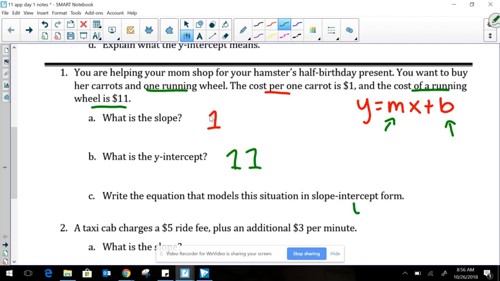Okay, then write an equation that models this in slope-intercept form. So I'm just plugging in my slope for m. So my slope is 1 times x. Remember, y and x are always in your equation, plus my y-intercept, which is 11. All right, not too bad.